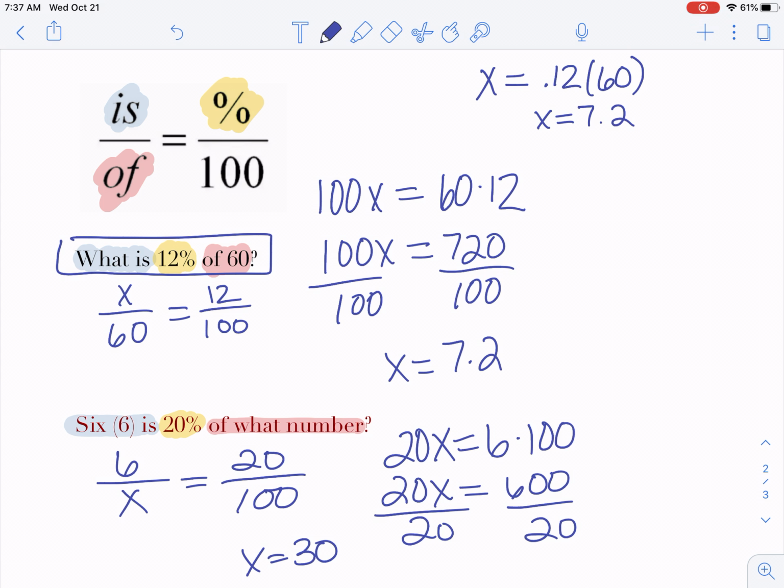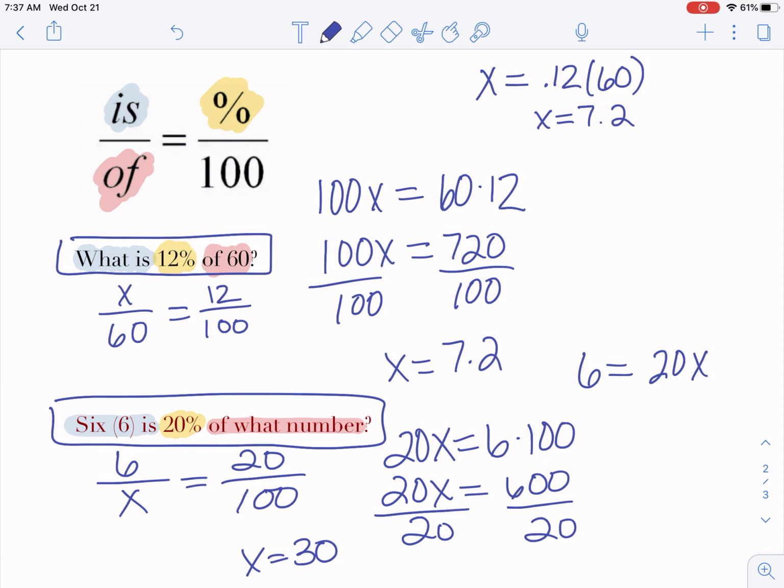One other way to solve this would be to create an equation for this statement. 6 is also meaning 6 equal to, because is in math is represented by an equal sign. 20% and of means multiply. What number? I do not know what number, so I'm going to use a variable. Once again, I do not want to get 20 times larger. I only want 20% of that variable. So I'm going to turn 20% into a decimal by writing it as 0.20. Solving this equation using inverse operations would also give me the value of x equals 30.